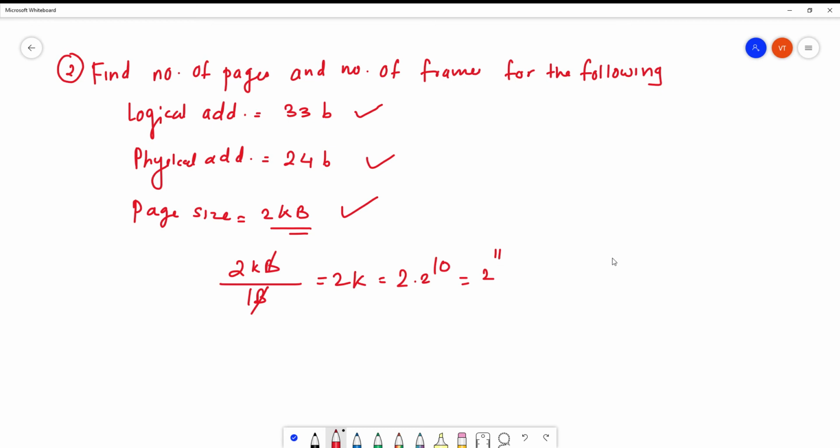So now what is this 2 raised to 11? 2 raised to 11 is D. So D is equal to 11 bits. So what is the logical address given? Logical address is given as P and D, and what total number of bits? 33 bits.